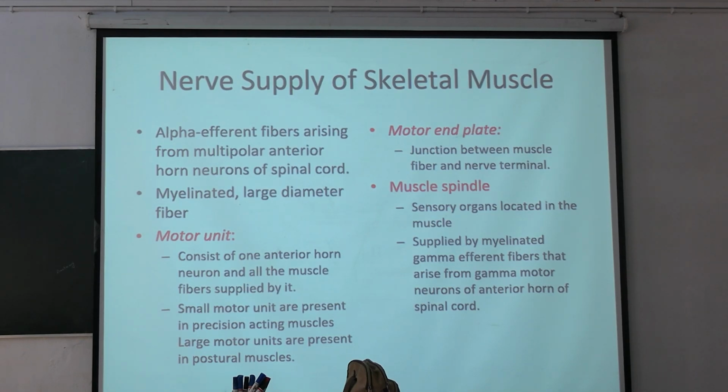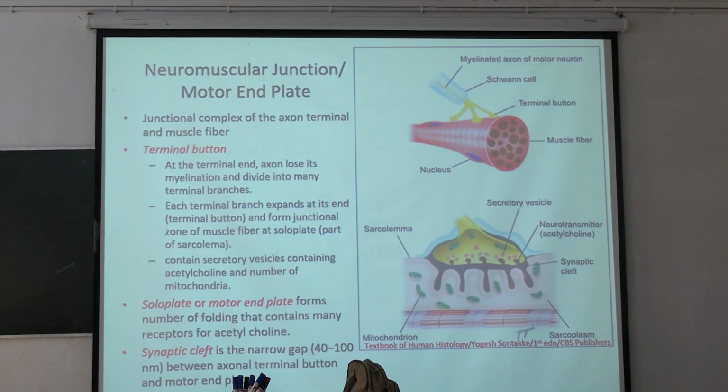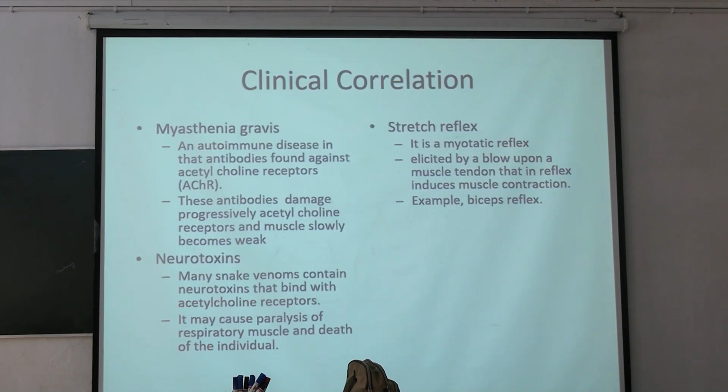Okay. And also when you are reading anatomy, you will be seeing these things. Now, this is the muscle spindle. That can be a short note or 10 marks. Okay. And this is related to the action of the muscle, the neuromuscular junction, motor end plate.